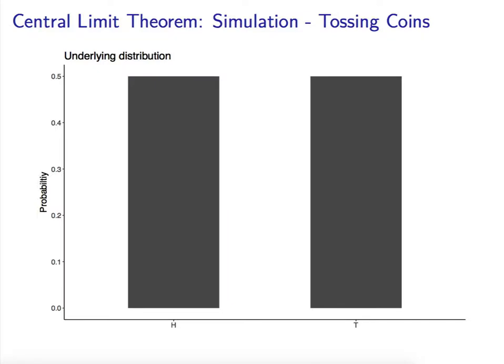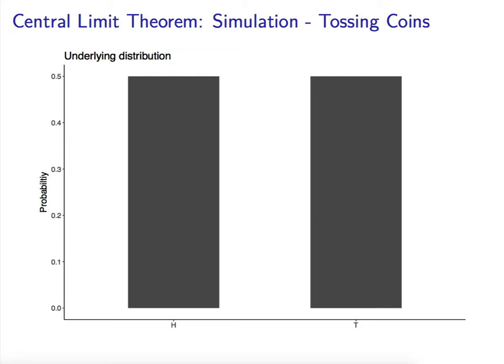So let's go ahead and try out this theorem. Here we have a distribution of a coin toss. We have a 50% chance of getting heads and a 50% chance of getting tails. This is about as far from a normal distribution as we could possibly get, right? It's no bell curve there at all.